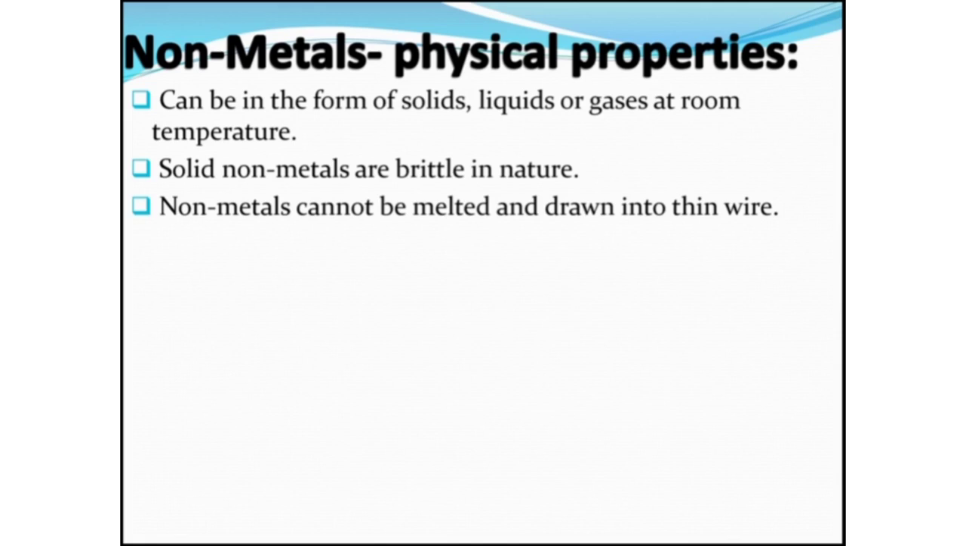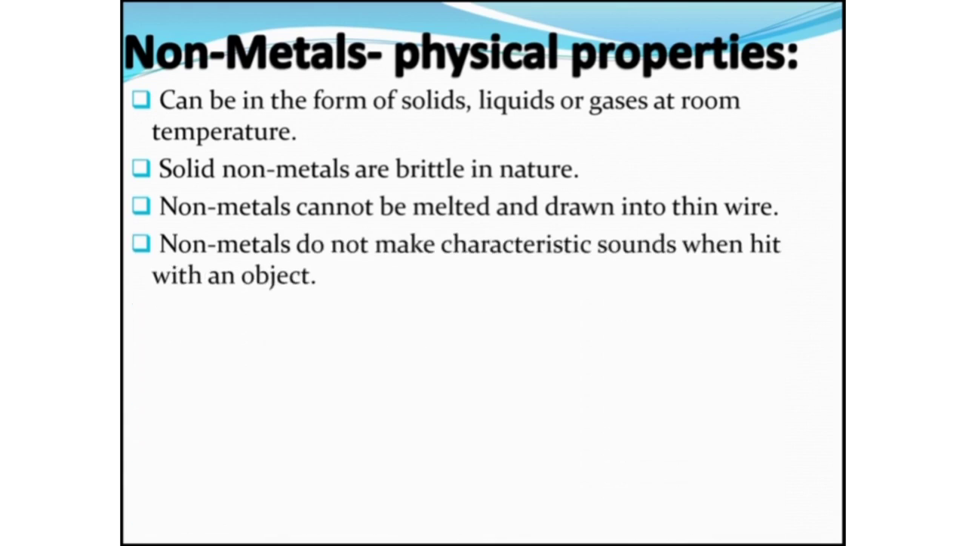Non-metals cannot be melted and drawn into thin wire. For example, if you take a carbon block and melt it, it cannot be drawn into a thin wire. Sulfur also cannot be made into a thin wire. Non-metals do not make characteristic sounds when hit with an object. Carbon doesn't produce any sound.